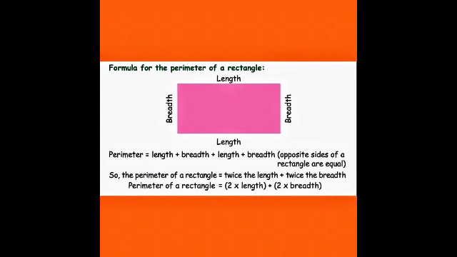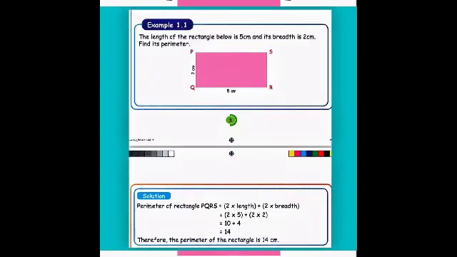We can write that perimeter of a rectangle is equal to 2 into length plus 2 into breadth. This is the formula for perimeter of a rectangle. That is, perimeter of a rectangle is equal to 2 into length plus 2 into breadth. Let's see the example. Example 1.1.